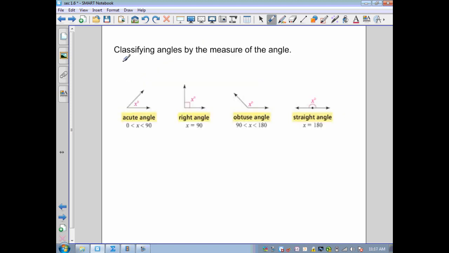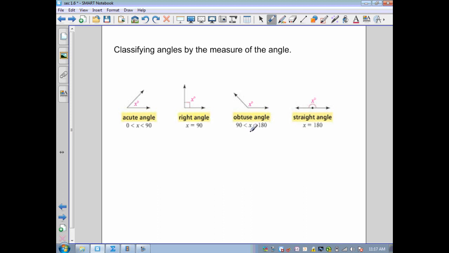Classifying angles by the measure of the angle. Acute angles have a degree measure that is less than 90 degrees, but greater than 0 degrees. Therefore, it is a small angle. A right angle has a degree measure of 90 degrees and can be represented with a symbol of a box in the corner of the angle to represent 90 degrees.